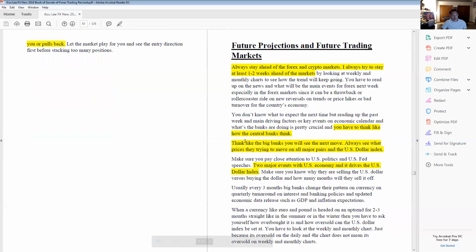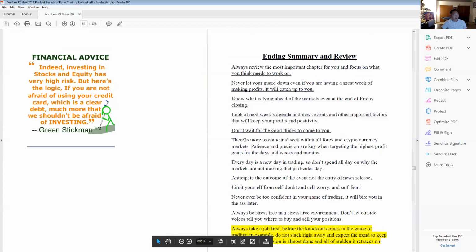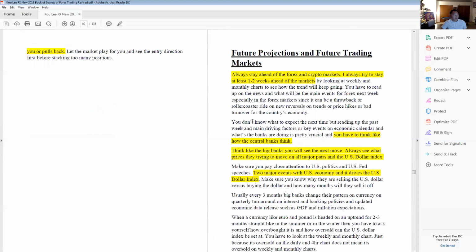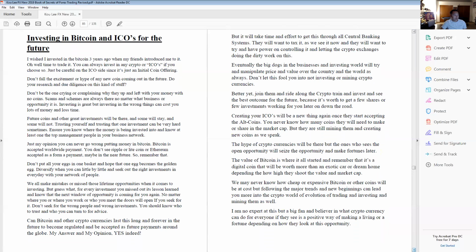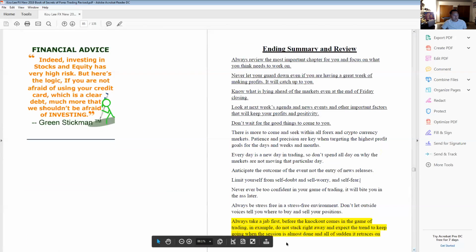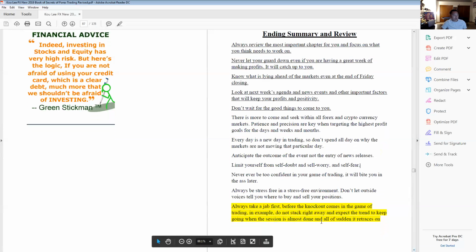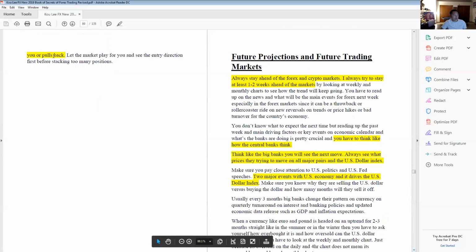And I highlight this. And always highlighted right here. Whoops. Come on, come back. Always take the first jab before the knockout comes in the game of trading. An example, do not stack right away and expect the trend to keep going when the recession is almost done, and then all of a sudden it retraces on you or pulls back. Let the market play for you and see the entry direction first before stacking too many positions.